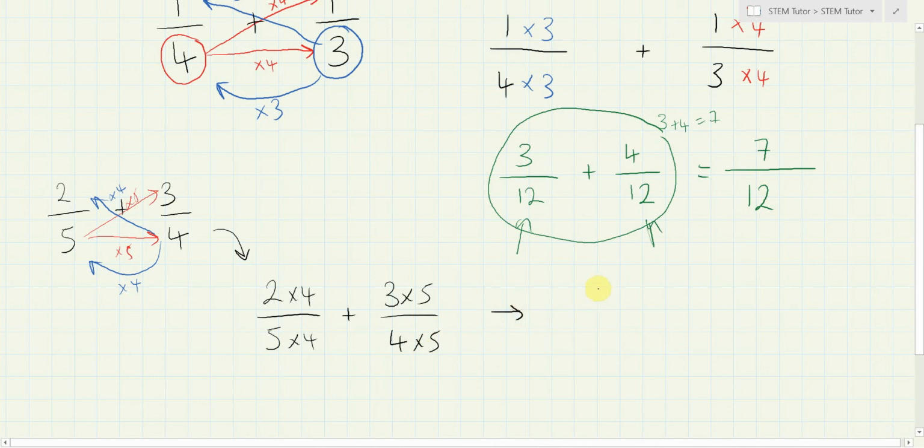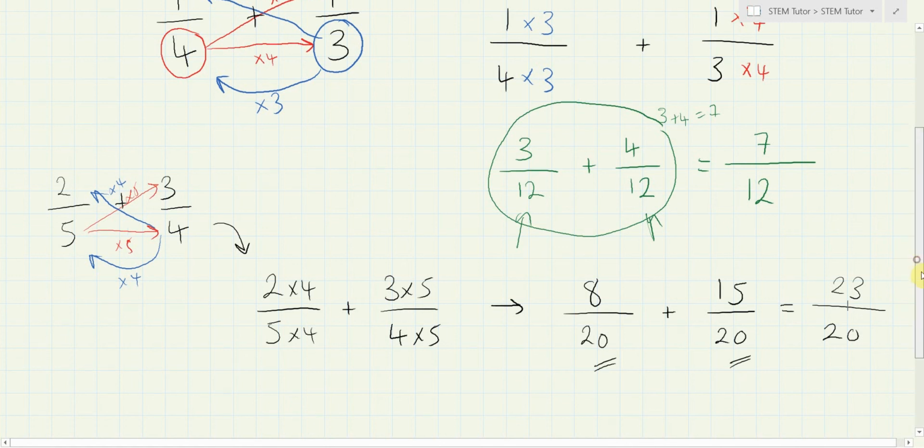So this becomes 8, so 2 times 4 is 8, over 5 times 4 is 20, plus 3 times 5 is 15, over 4 times 5 is 20. Again, if these are not the same, something has gone wrong, but they are here. So this becomes some fraction over 20 because the denominator is the same, and then 15 plus 8 is 23. So 23 over 20 for that answer.